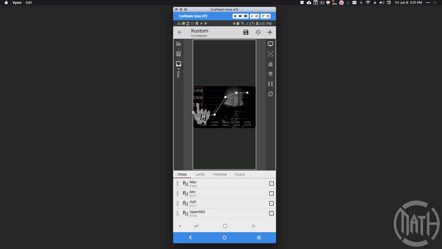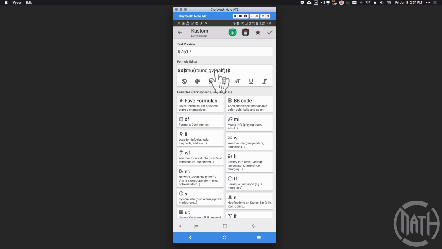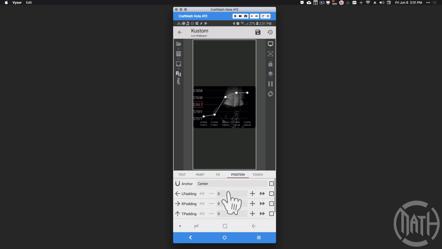All right, what about the halfway piece? 7,617. I'm rounding that GV half that we found. Position for this one, no padding whatsoever because it's already in the center of that overlap group.